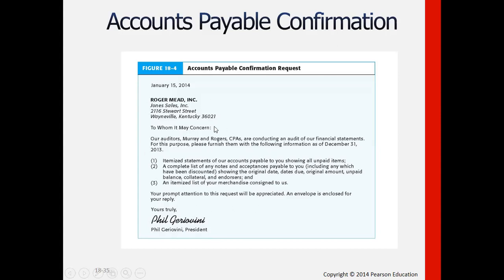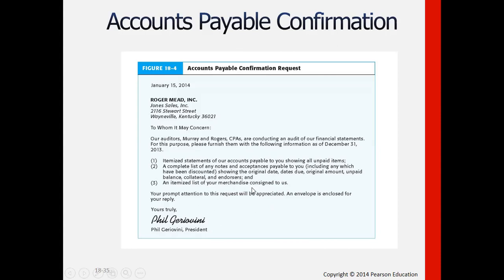Then this letter is confirming the following items because the company headed by Mr. Geruvini is audited. So the auditors would be part of Murray and Rogers CPAs, and they're conducting an audit of financial statements. They would like to know these following items, which are potential sources for accounts payable: the itemized statements or vendor statements, and a complete list of any notes and acceptances payable, because these notes could, of course, be part, especially if they're interest bearing, of notes payable.